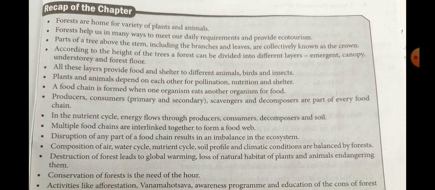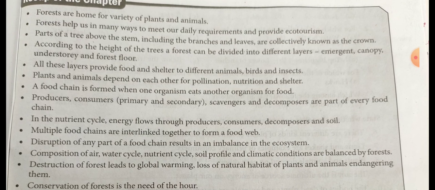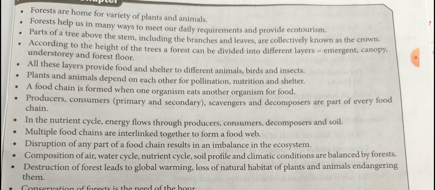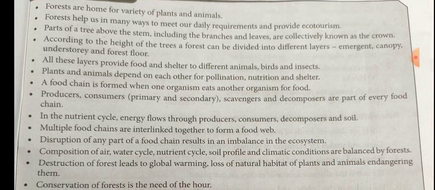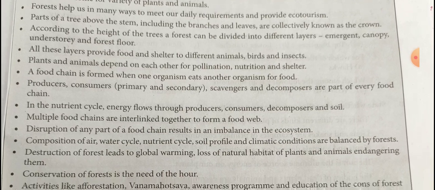Parts of a tree above the stem, including the branches and leaves, are collectively known as the crown. According to the height of the trees, a forest can be divided into different layers: emergent, canopy, understory, and forest floor. All these layers provide food and shelter to different animals, birds, and insects. Plants and animals depend on each other for pollination, nutrition, and shelter. A food chain is formed when one organism depends on another organism for food.